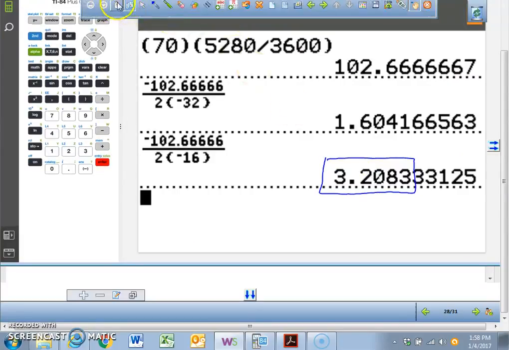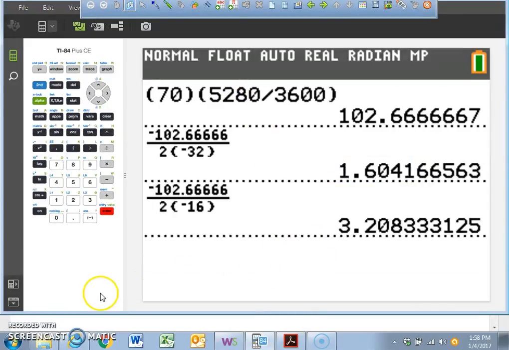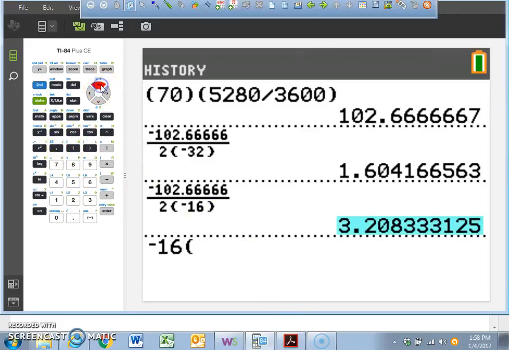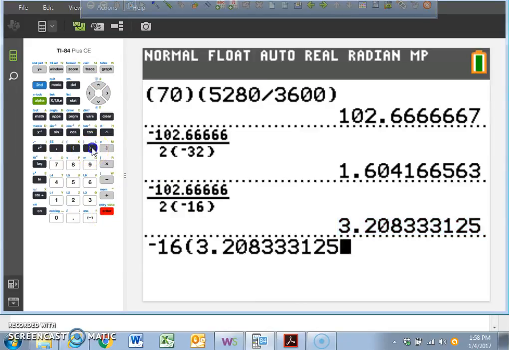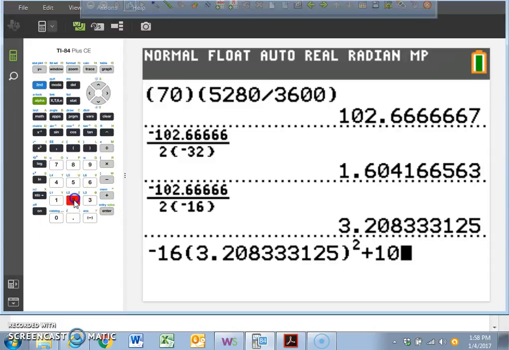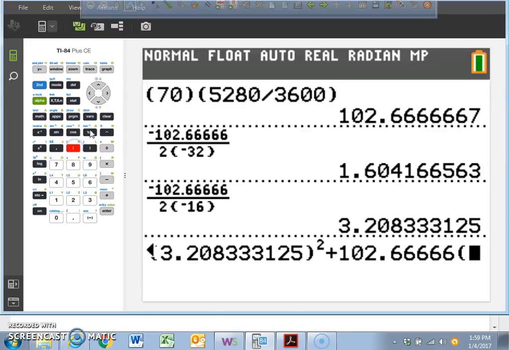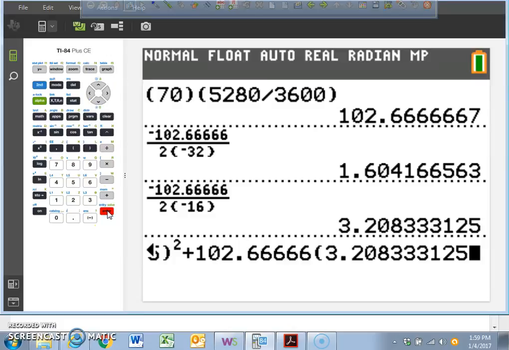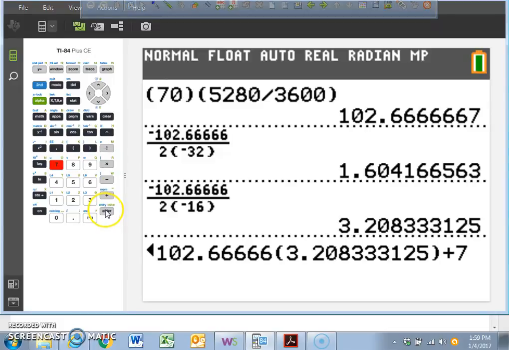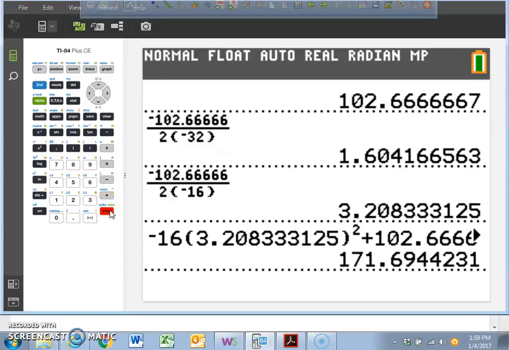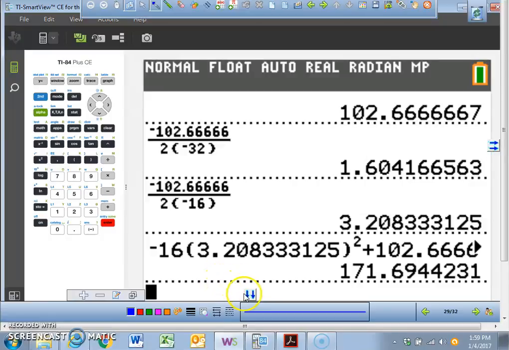Now, the next thing I want you to do in the calculator with me, see if this will make sense to you as I do it. Ready? Type in negative 16. Open up a parentheses. Scroll up. Grab that. Close it and square it. Plus 102. Add a few sixes. Open up a parentheses. Grab that. Close it. Plus 7. Now, I typed a whole bunch in right there, and I'm going to go back and explain to you what I just did in the calculator.